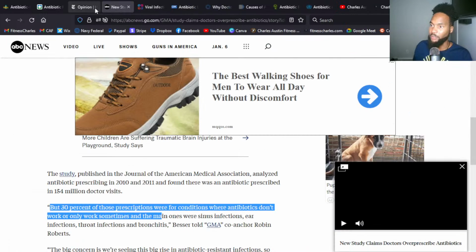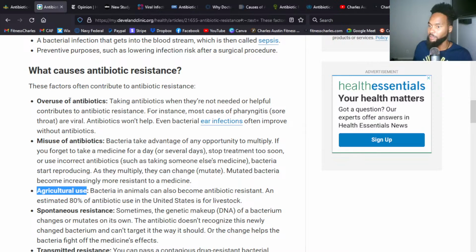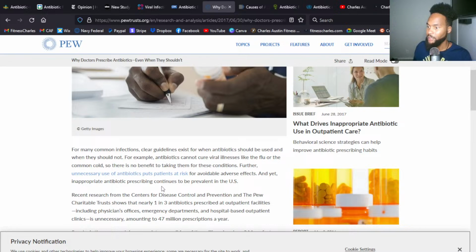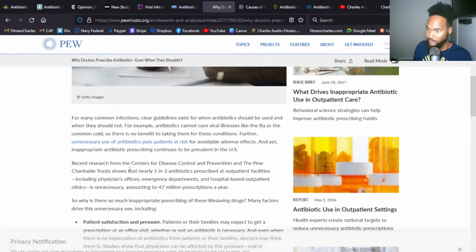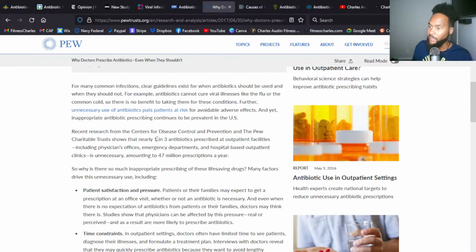No, I actually missed one thing for y'all. We were talking about overuse, and I wanted to show you this last one. This research comes from the Centers for Disease Control and Prevention. It shows that 1 in 3 antibiotics prescribed at outpatient facilities are unnecessary. So that's 33%. That's just another piece of data that I want to make sure I share.